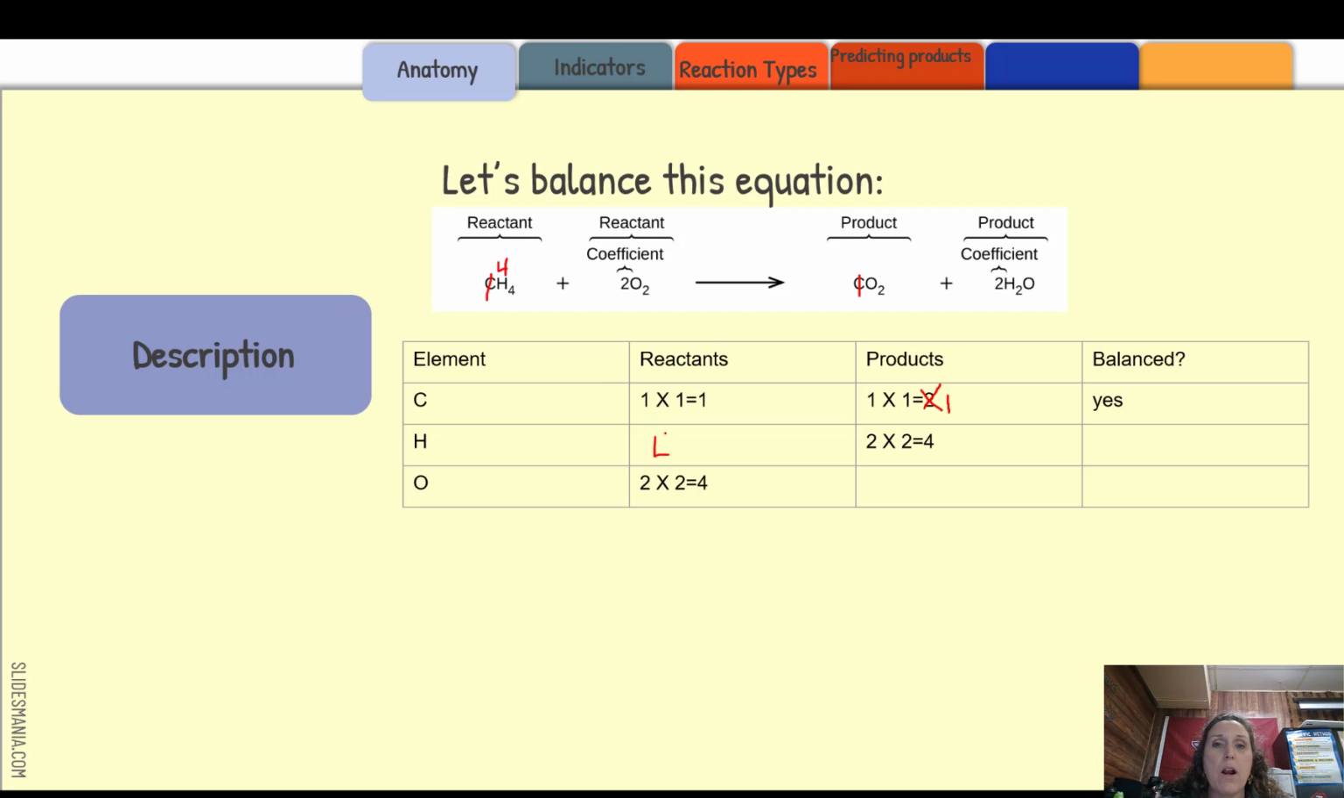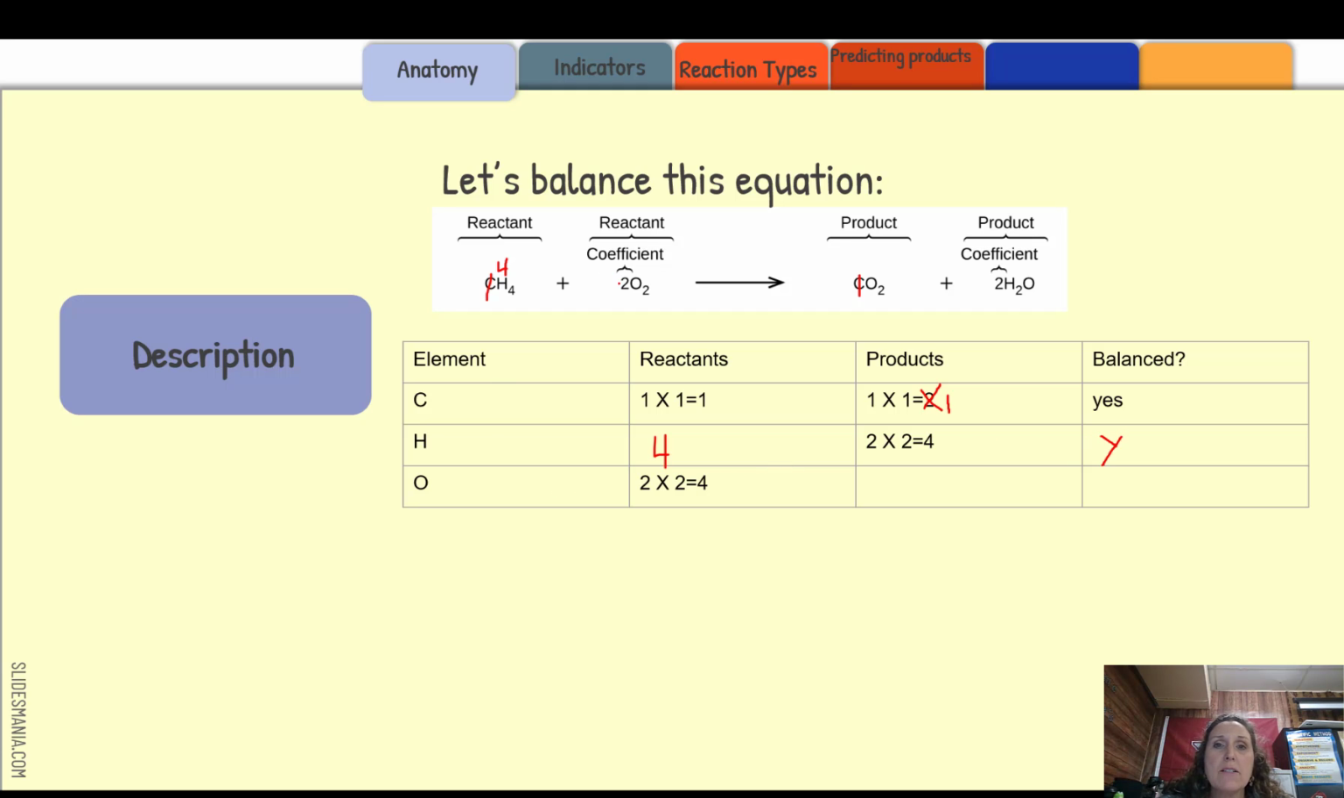Now we have 4 hydrogen on the reactant side. And if I go over here, my coefficient is 2. And 2 times 2, which there's 2 hydrogen molecules, and then we're multiplying that by 2, is 4. So am I balanced? I am, yes.